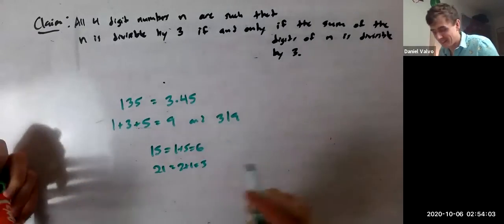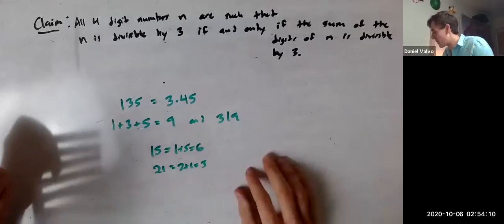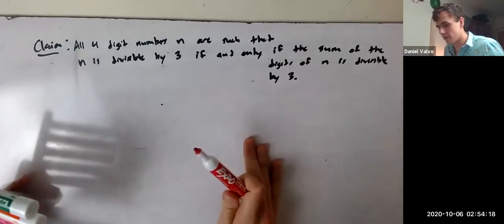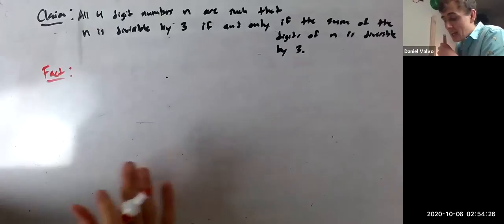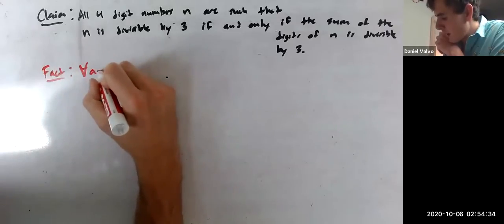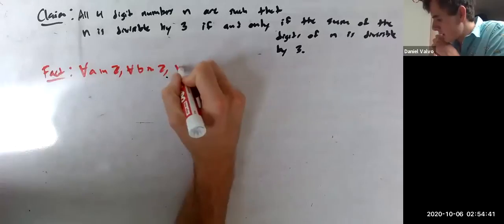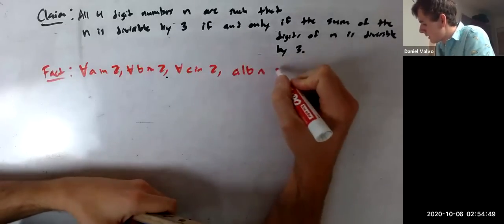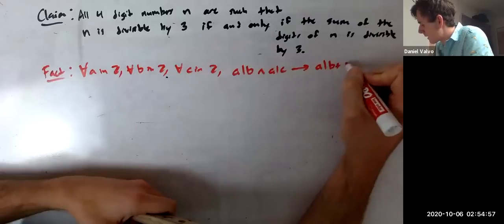This always works. It's kind of weird, right? So, before we start talking about that, let's list one fact that we're going to need. And this is a fact that you're going to prove in the homework to show up this proof. And here's the fact. I'll just write it mathematically. For all A, B, and C in Z, A divides B and A divides C implies A divides B plus C.